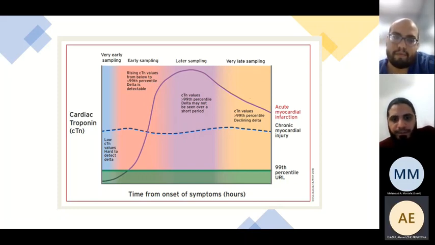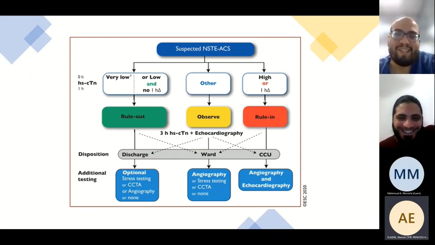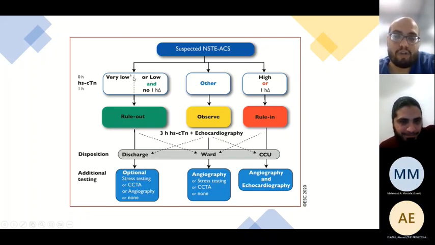How many samples are you taking? If a patient is suspected to have an MI, you take several samples every 1 hour? That's the answer. That's the slide. You're actually asking the right questions at the right time. Yeah, that's a slide from other guidelines. It's called the non-ST acute coronary syndrome guidelines.